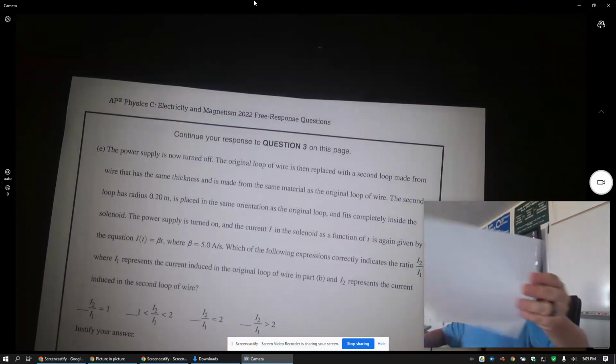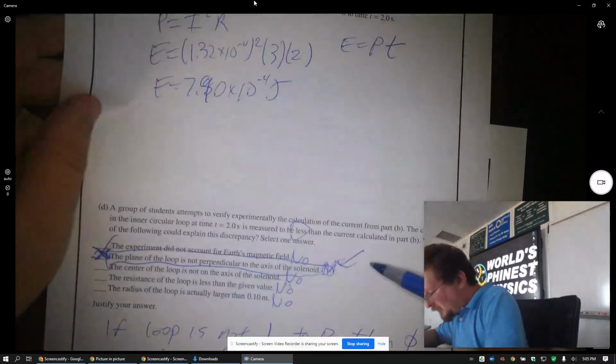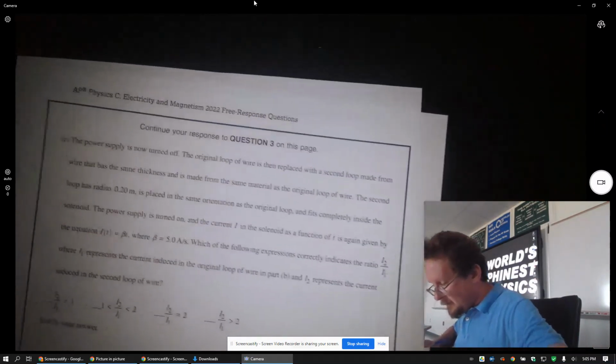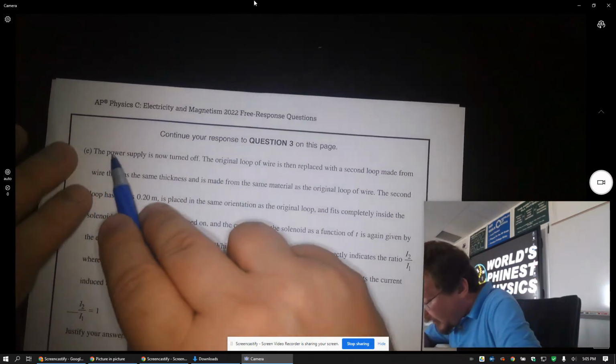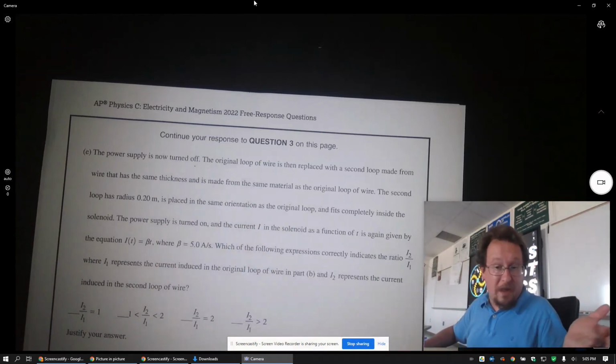What the heck? Why did you space it out differently? Did two completely different people write this page? It's all spaced out. What's with the double space? Did you want to make it look more? Anyway. All right. The power supply is now turned off. Yeah, the power supply's mother-in-law called while they were in the middle.